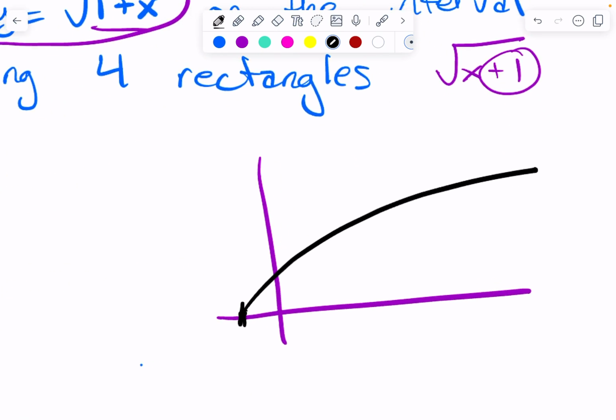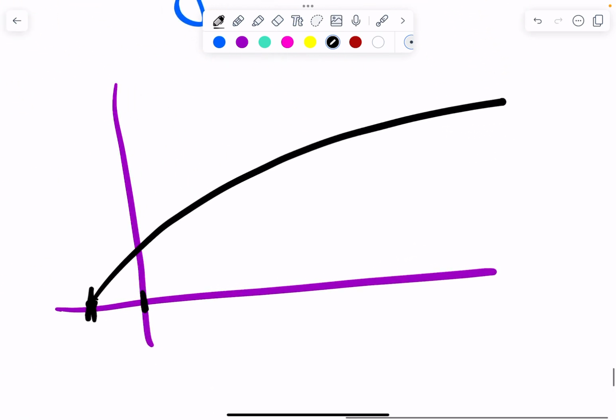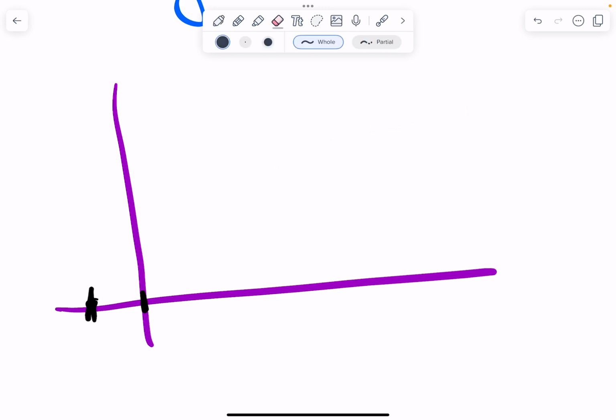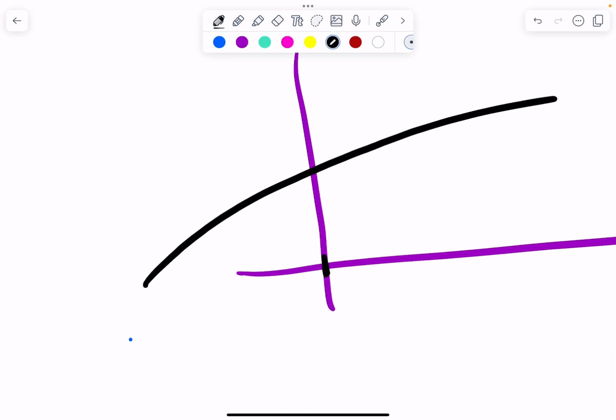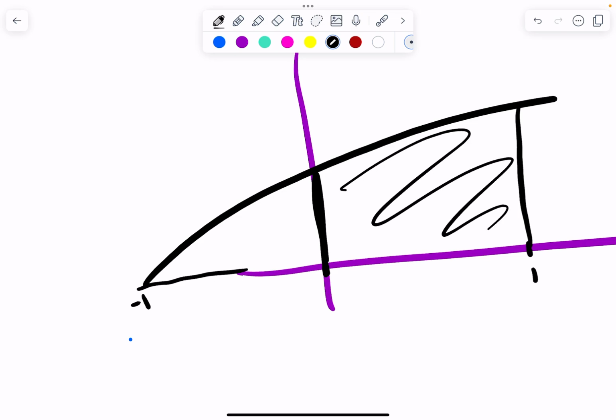I'm going to zoom in on it a little bit. Let's say 0 is here. I'm going to make the units really different. Let's say negative 1 is there, and that way positive 1 is over here. So negative 1, positive 1. We want to find the area from 0 to 1, so I want to find this chunk right here.